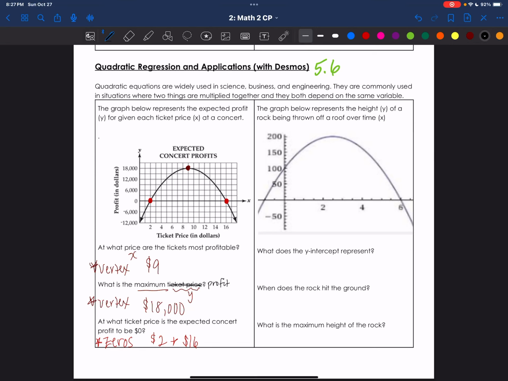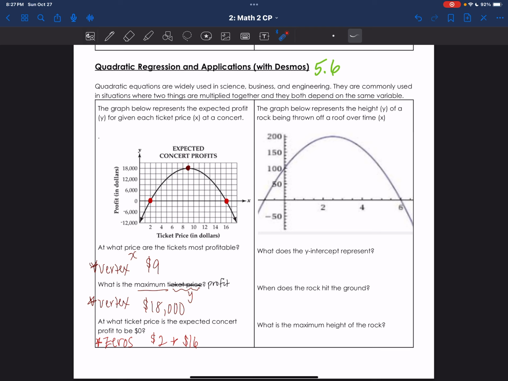All right, today we're going to talk about quadratic regression and applications, and we're going to use Desmos with this. Quadratic equations are widely used in science, business, and engineering. So for those of you that are always like, when are we ever going to use this? This you actually use in these fields. They're commonly used in situations where two things are multiplied together and they both depend on the same variable.